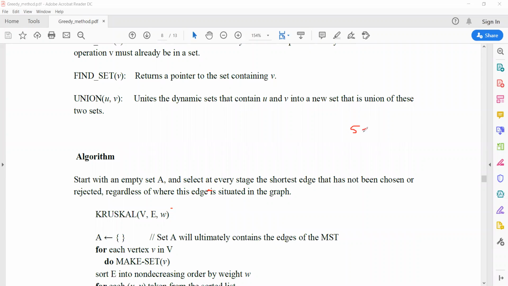So the union of A and X is denoted by the union function of the disjoint set operations. So that will be required in the discussion of Kruskal's algorithm.